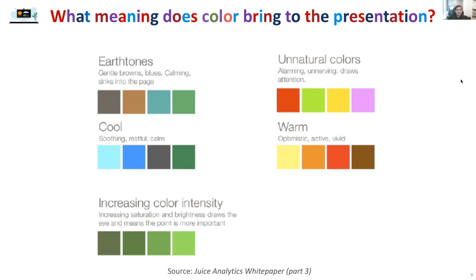Color is one of the most common ways to visualize data, yet it's frequently misused. It's important to think about the purpose of color and how we are encoding the data using colors. We have earth tones and cool colors. These colors could be used to color code categorical data. And we have unnatural colors and warm colors. These colors are the colors that will draw the audience's attention. They are alarming and will alert the audience of something.